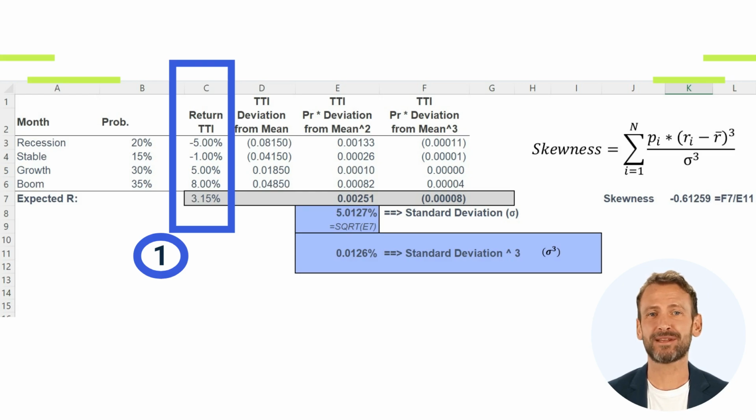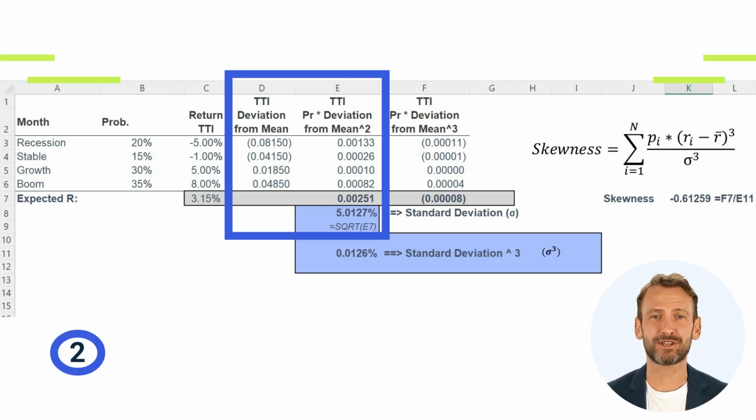The first step is to calculate the expected return. This expected return is the result of adding the returns for each scenario, weighted, or in other words, multiplied by their respective probability. After calculating it, this return is 3.15% for TTI.